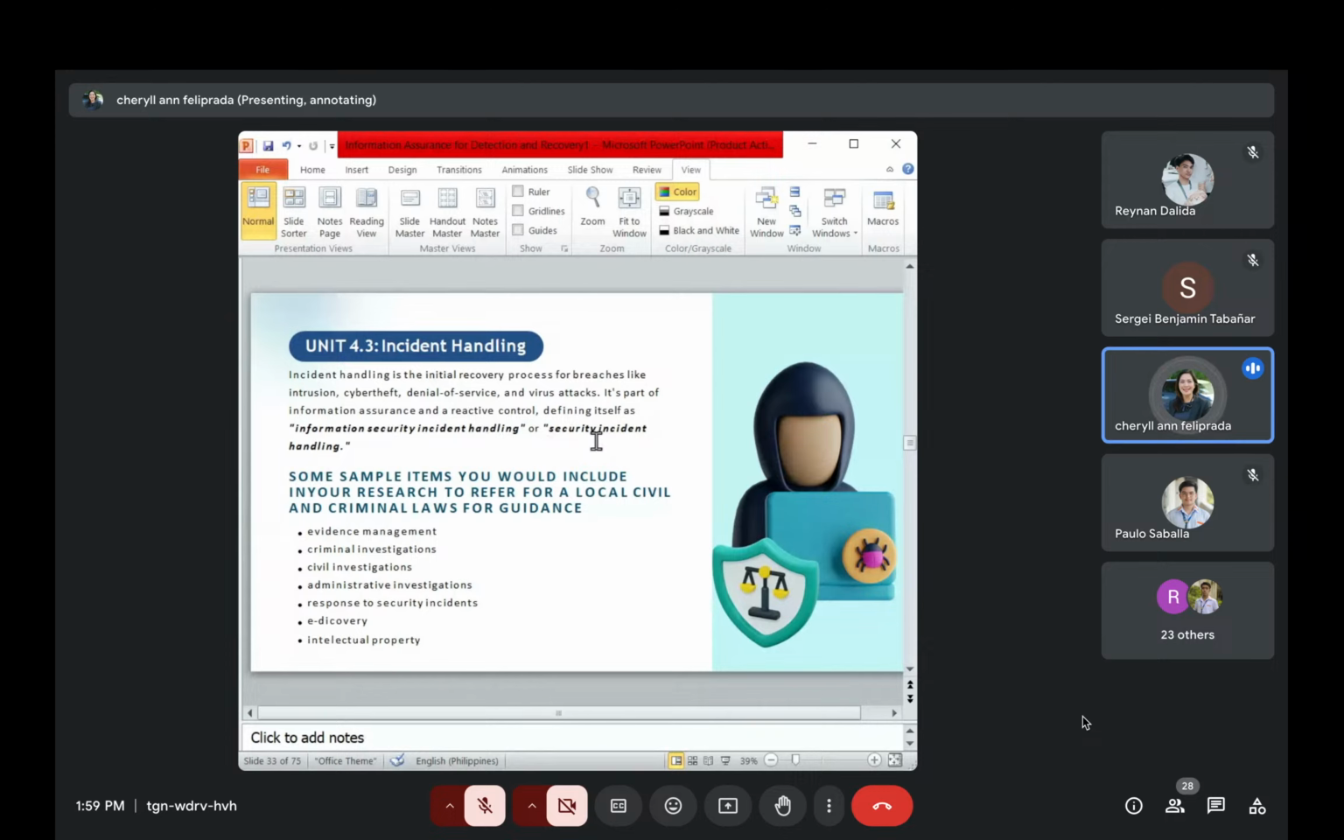So, defining it as information security incident handling. Some sample items we would include in a survey on data loss are evidence management, criminal investigation, civil investigation, administrative investigation, response to security incidents, e-discovery, and intellectual property.